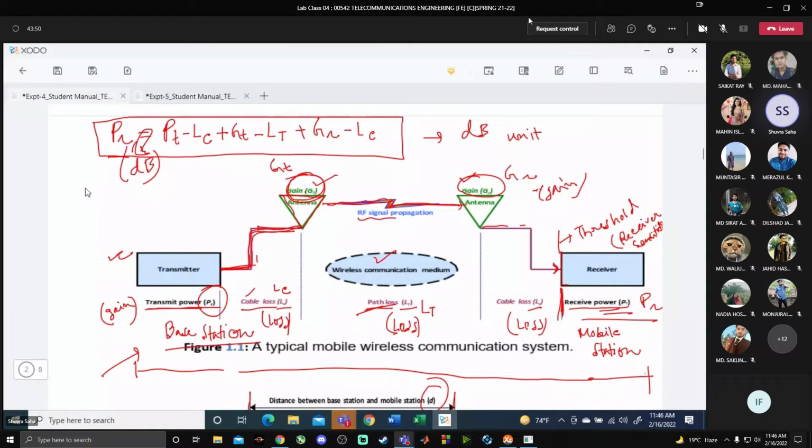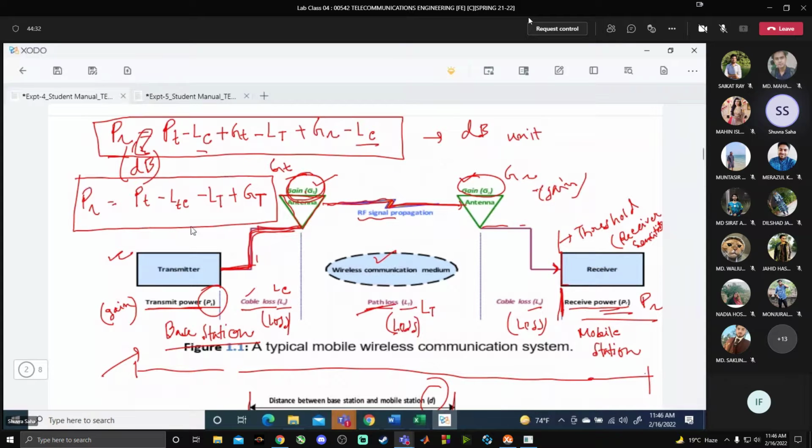So this is, so if we write this, finally what will it be? PR will be equal to PT minus total cable loss. LTC, I gave it a name, total cable loss, these two combined, transmitter plus receiver, then minus LT plus total gain, say GT, I gave capital T, total gain. Okay. So this is a generic model. This is the generic model actually.